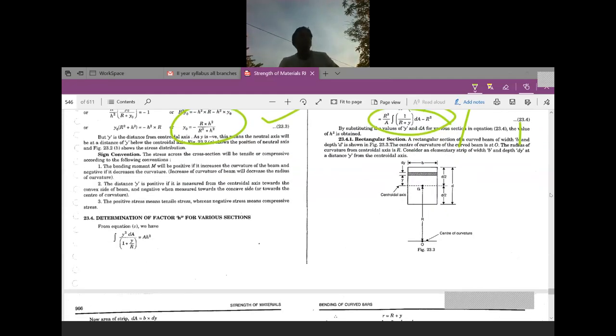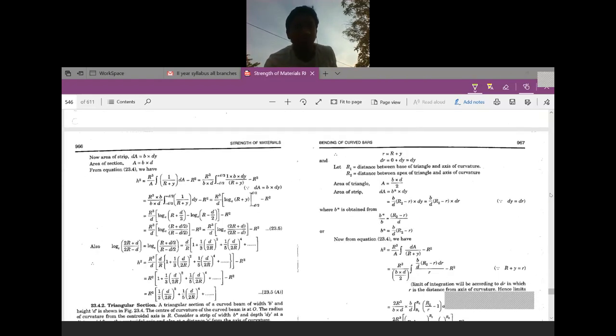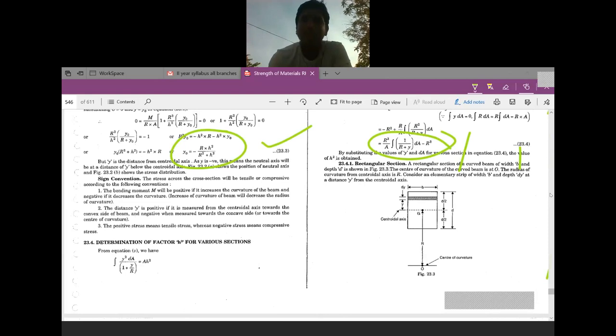But when you see the syllabus, you have only three standard sections: one is a rectangular section, another one is a trapezoidal section, and the circular section. You are going to calculate the stresses in curved bars with a rectangular section, trapezoidal section, and circular section. Here also you are going to derive the values of h square. I will explain this derivation in the next class. It is a simple derivation, go through it. I think you have the soft copy, just go through it.